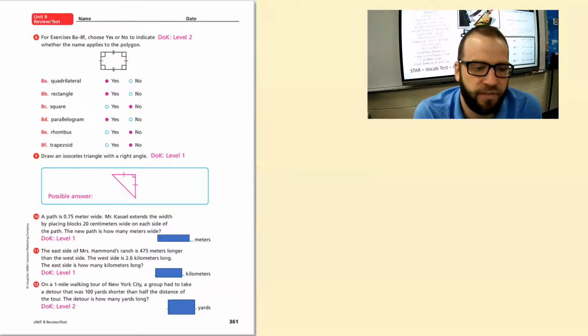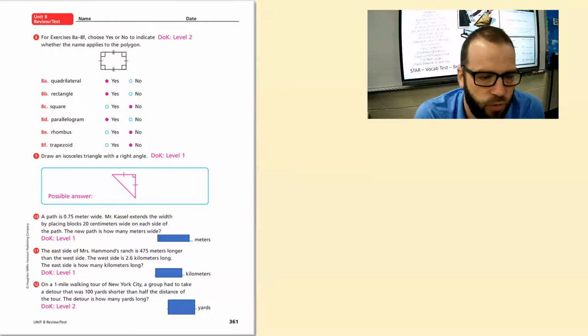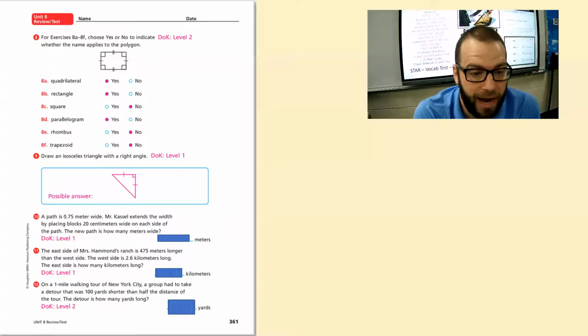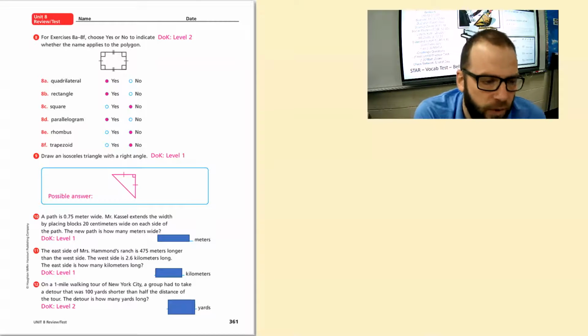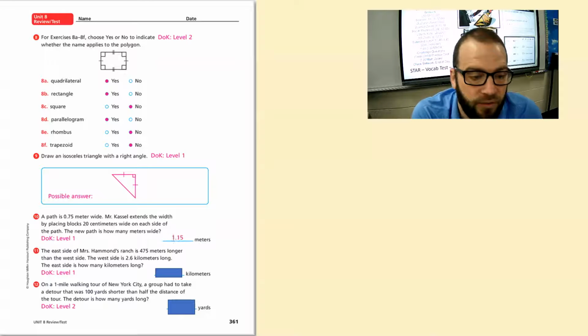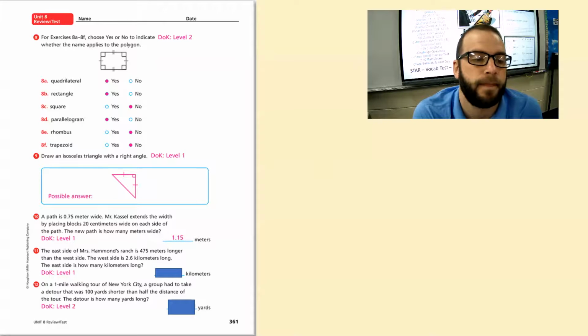A path is 7/500 meters wide, and Mr. Kiesel extends the width by placing 20 centimeters wide on each side of the path. The new path is how many meters wide? Well, if he puts 20 on both sides, then you're going to add 40. Oh, I see. First thing you have to do is turn the centimeters into meters, right?